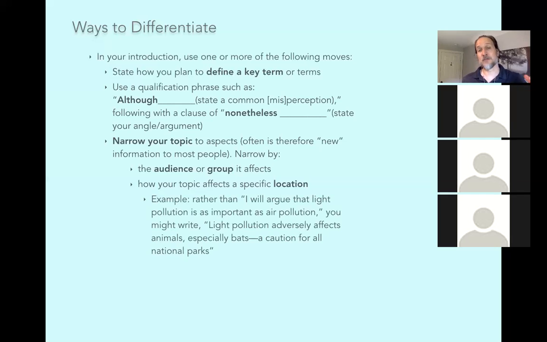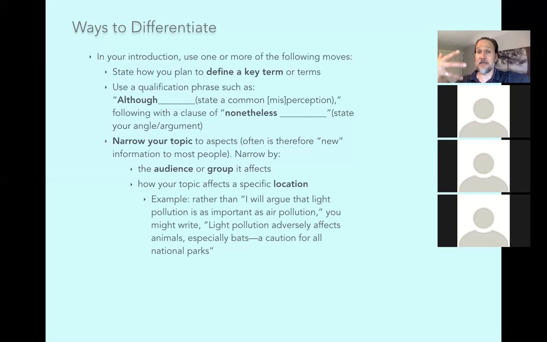This was actually from one of my student papers. Originally, the statement that this student came up with is, I will argue that light pollution is as important as air pollution. It's a pretty cool idea already. You're like, wow, light pollution, I had not considered that. So already there's a slight differentiation there that's implied, but we want to push it a little further. So you could say, instead, light pollution adversely affects animals, especially bats, a caution for all national parks.